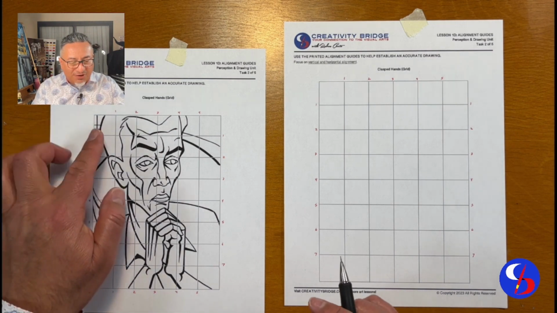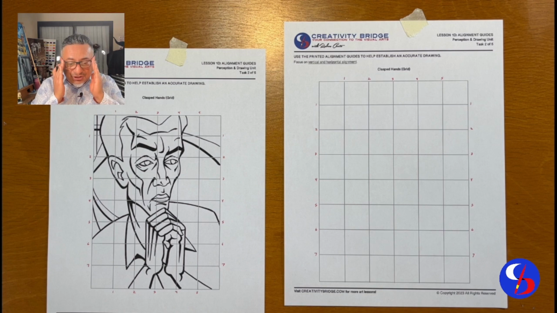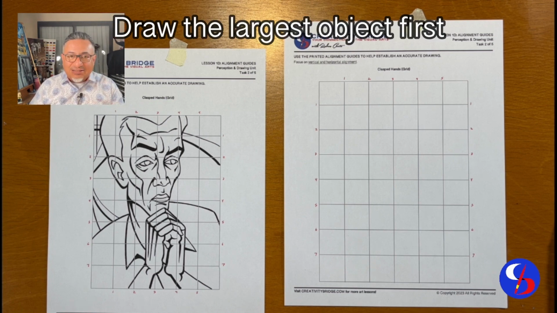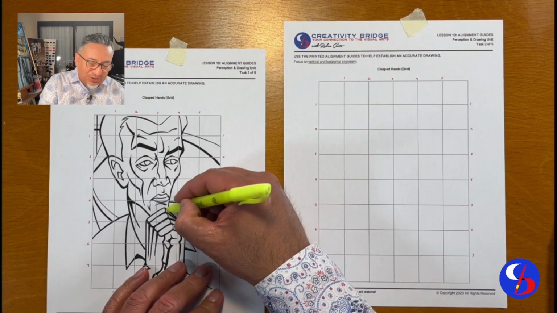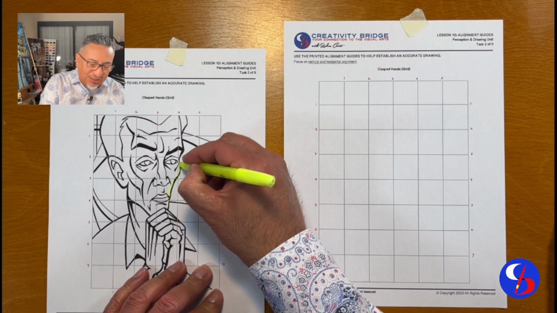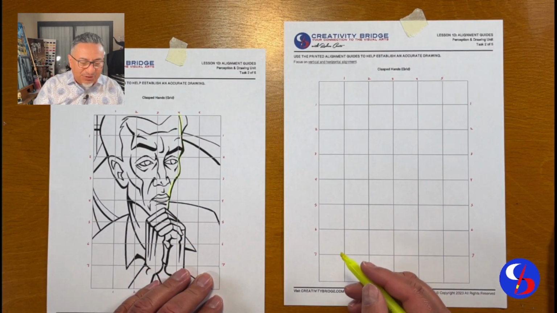So what we have here is a much simpler drawing, but the grid cells are bigger. So it's going to force us to work a little bit more to make sure that everything's in the right spot. Looking at this image, it's kind of confusing as to what would be the best thing to draw. What I tell my students is to draw the largest object first. In this case, it would be his face. So what I want to do first, and I'm going to use my highlighter to show you, is establish this line right here. This line that represents the side of his face, I think is going to be a good start.